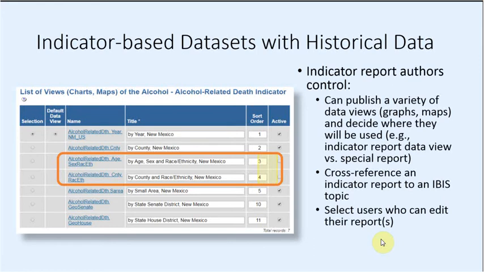Another thing about 3.0 is that in the new system, every indicator will have its own little data set, and you'll be able to use those data in a variety of ways as indicator authors and owners. Only one of those ways is to produce an indicator profile report. You can also publish a variety of data views and then use them in different ways. So you can enter the data such as for these two views, and not use it in your indicator report, but make those data available for other types of reports or web pages. Indicator authors can also cross-reference their indicator to an IBIS topic page and select which users can edit their report. So you don't have to go through an admin anymore to do those activities.